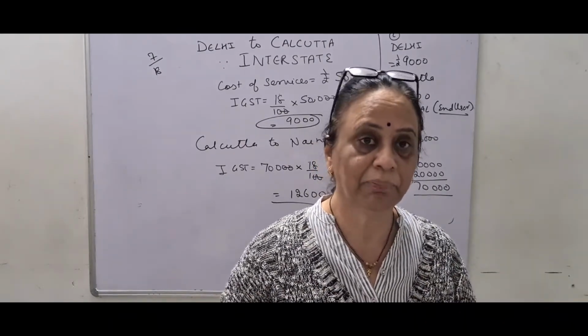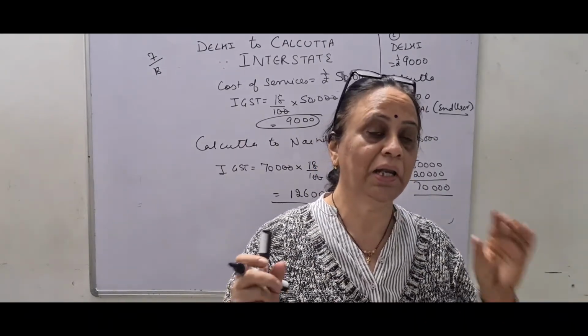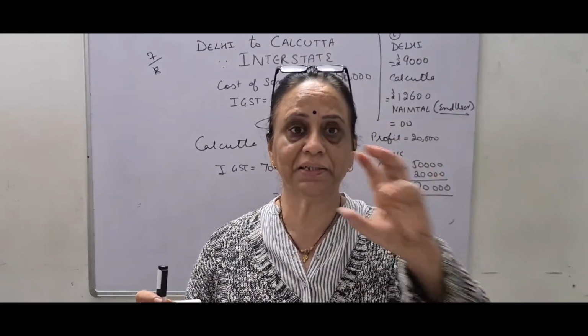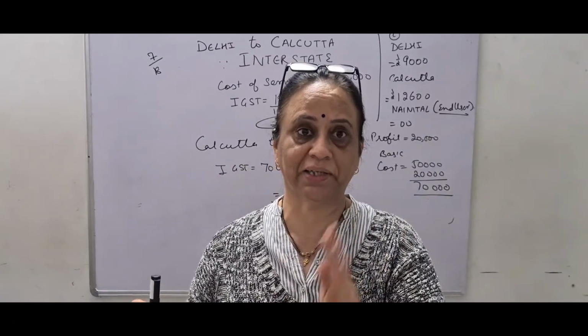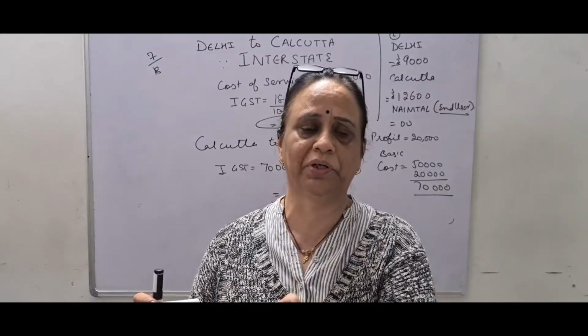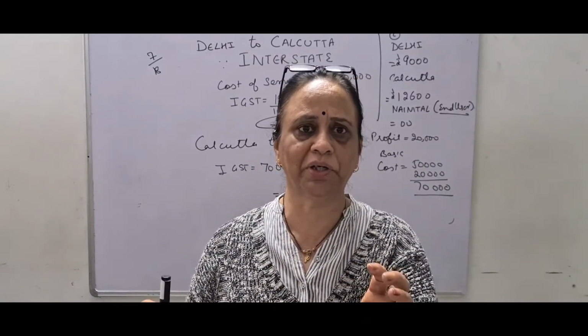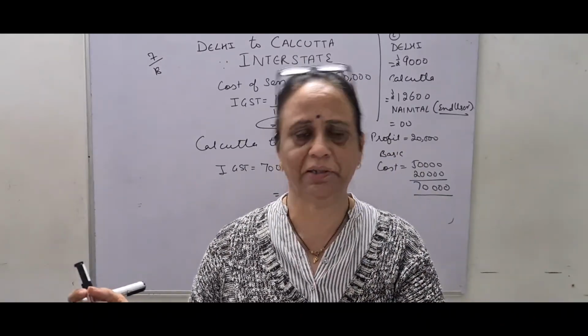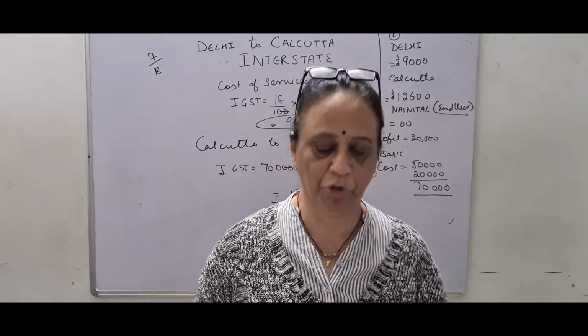Did you get it? Please be careful about the language of the question. There is a lot of difference between the tax liability and output tax. Tax liability is equal to output tax minus ITC, but output tax is the direct GST you have paid, whether it is interstate or intra-state. I hope you have followed.